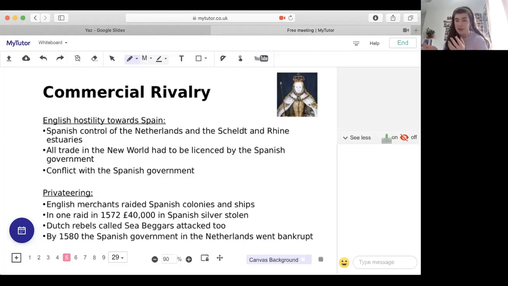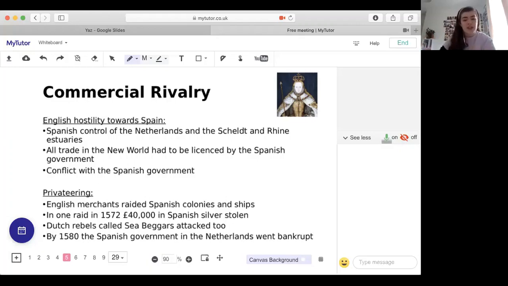And as we've already sort of established, Spain and England aren't on very good terms at the moment. And English traders' efforts to find ways of making money caused conflict with the Spanish government. So their trade rivalry becomes quite a major issue. And this leads to privateering. So privateering is sort of like piracy, so pirates, but they're not illegal, they are legal. So if you're a privateer, you're legal, but if you're a pirate, it's illegal.